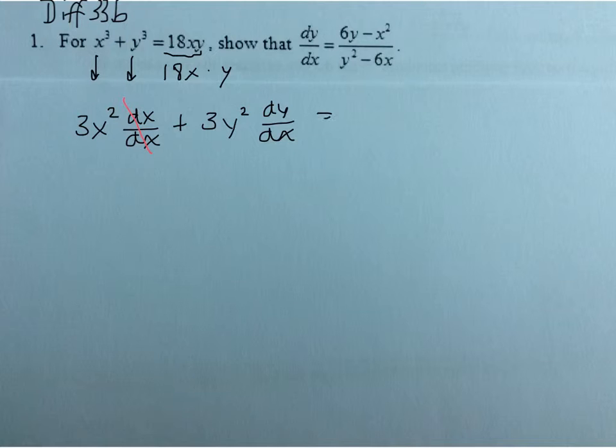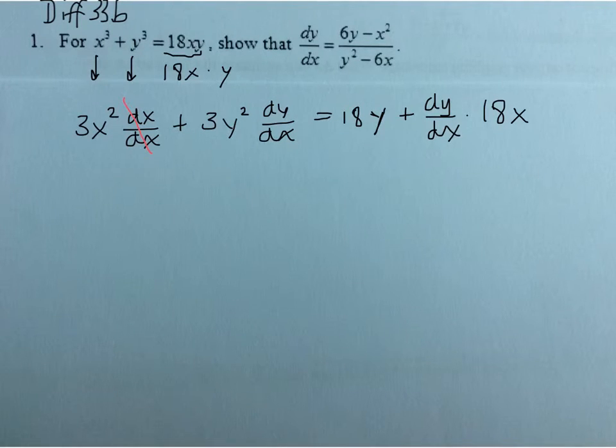On the other side of the equals, we're going to do a product rule. So f prime, or the first thing, 18x is 18 times the second, f prime g plus the derivative of the second times the first. Okay, so f prime g plus g prime f. That's how I remember it.